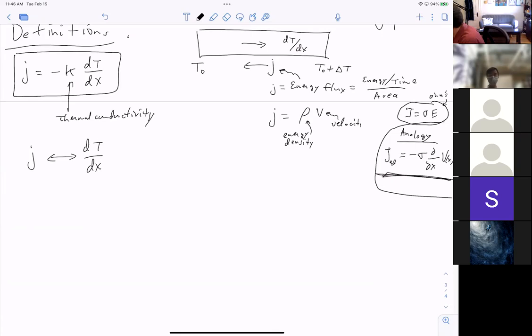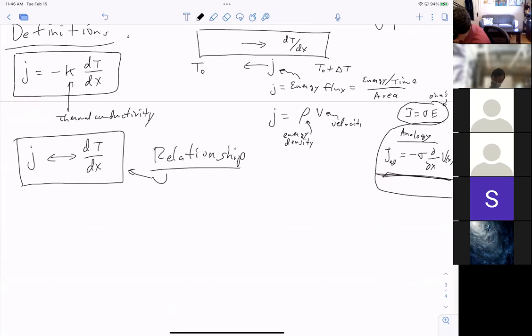So now let's calculate. Let's try to understand the relationship between energy flux and temperature gradient in a material where J is the energy flux carried by phonons. This is what we want to understand. We want to understand the phonon thermal conductivity. How much energy is carried by phonons? If I have something that's hot on one end and cold on the other, how much energy by phonons is going to go from one side to the other? All right. So now we're going to solve this and figure out this relationship.